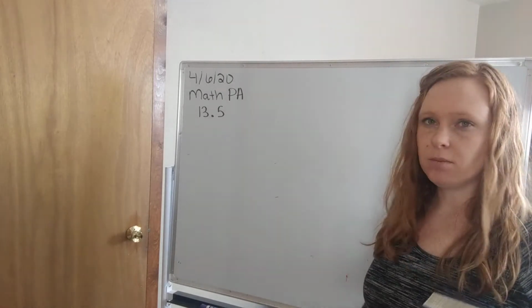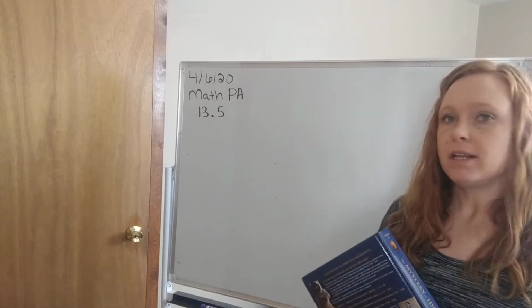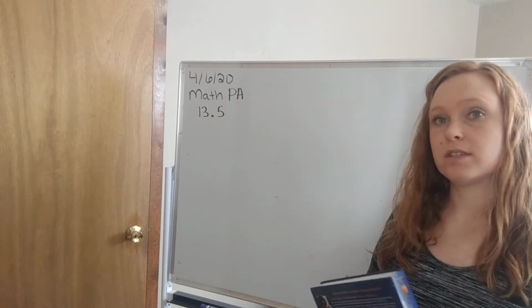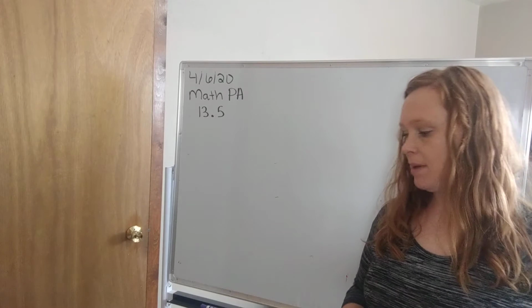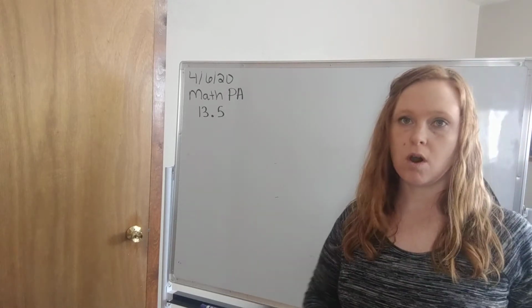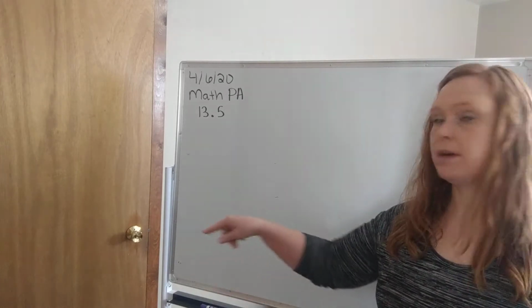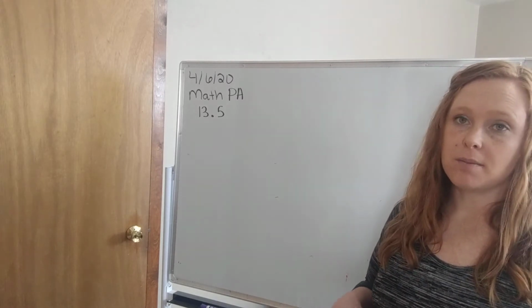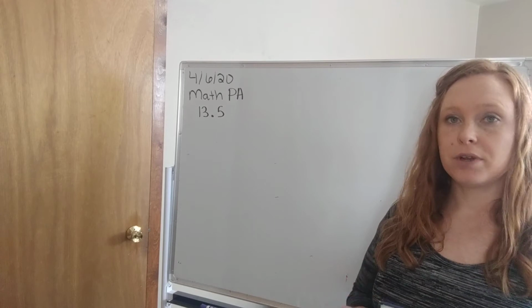Our lesson is 13.5, and we've been finding circumference and area, but we've been finding circumference and area of flat surfaces. So we found how much carpet needs to go onto the floor or how much trim needs to go around the room. Well, that's a flat surface. And today we're going to talk about surface area of three-dimensional objects.